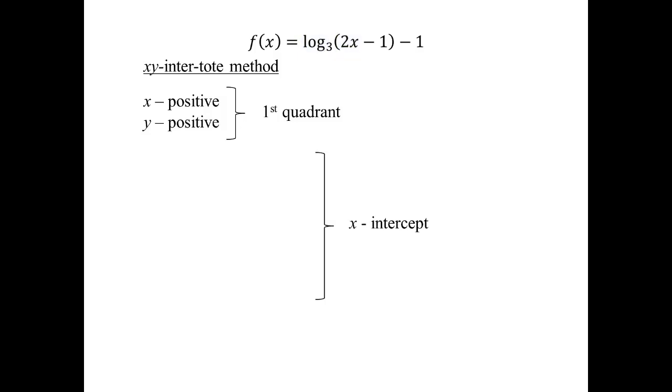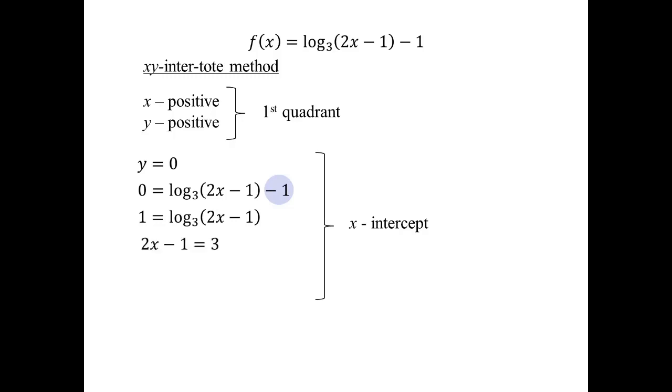A logarithmic function has an x-intercept. The x-intercept exists when y equals 0. We substitute y equals 0 into the logarithmic equation. We bring -1 to the left-hand side, and change from log to exponent. Finally, we get x equals 2. This is the x-intercept.